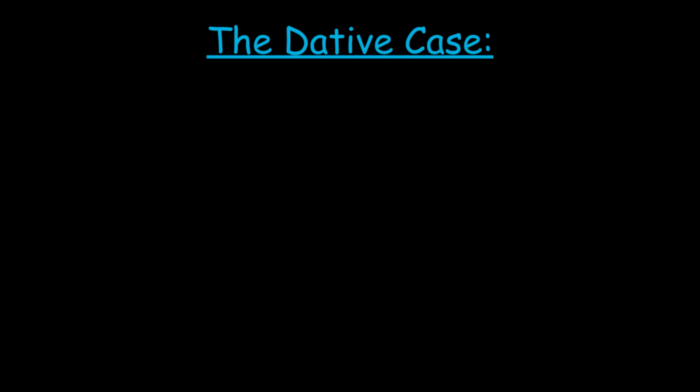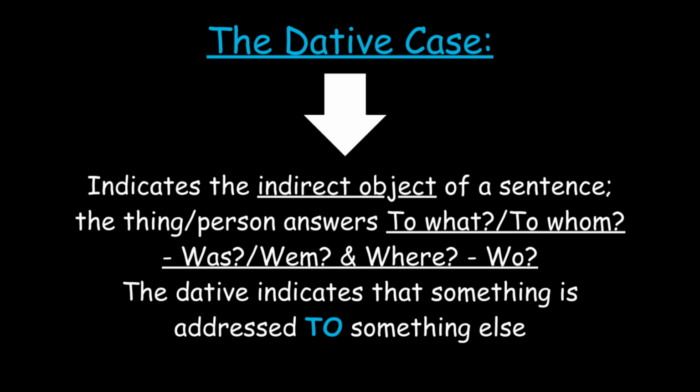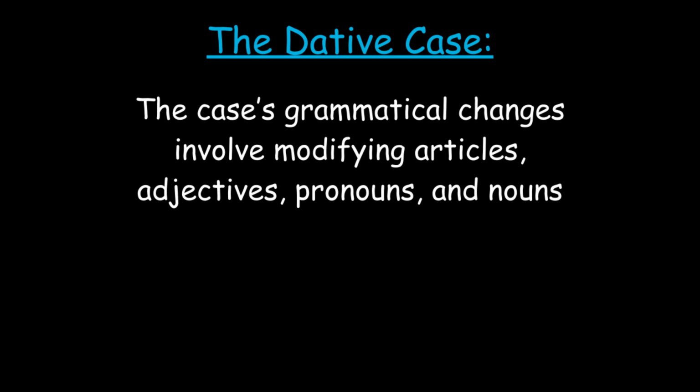The dative in German is the third case that indicates the indirect object of a sentence. So it's the thing or person that answers the questions to what and to whom. Was, wem. The dative can also answer where, wo, because it indicates that something is addressed to something else. The case's grammatical changes involve modifying articles, adjectives, pronouns, and nouns.